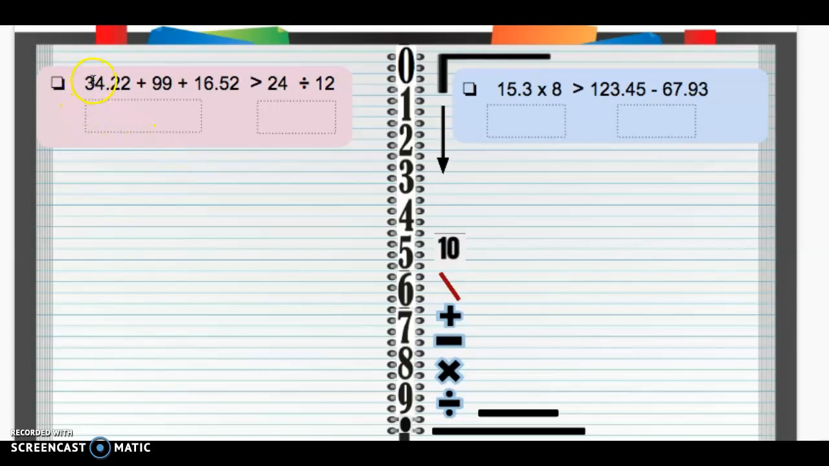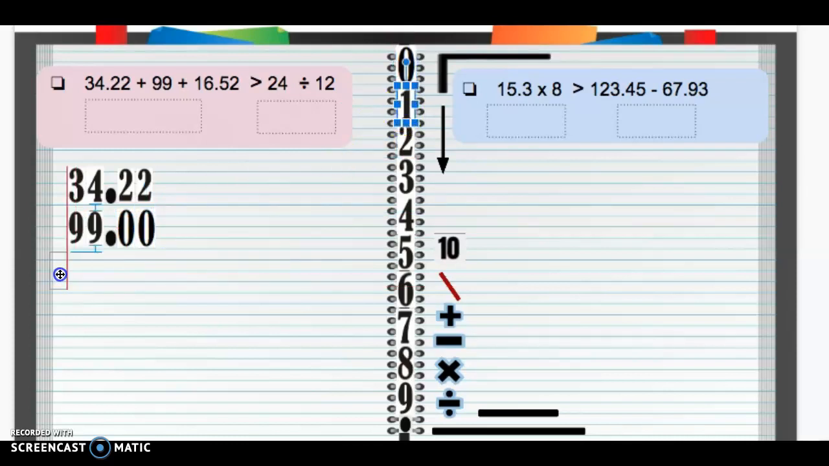All right, so we're going to start off with 34.22 plus 99 plus 16.52. You're going to start off by adding them up. When you add decimals, please make sure that you are lining up your decimal points and your digits. Since 99 is a whole number, it goes underneath the 34. You put your decimal point behind it, and then put your zeros underneath the 2s to hold place value.